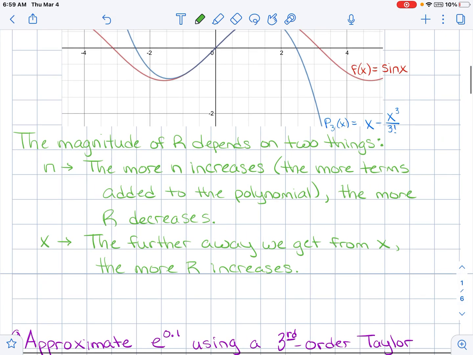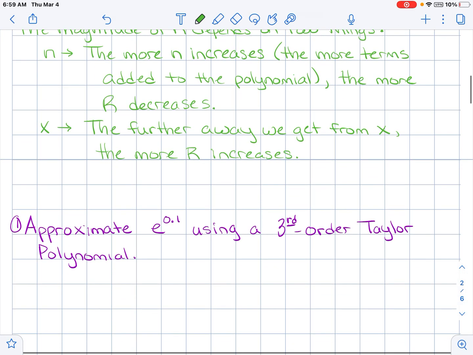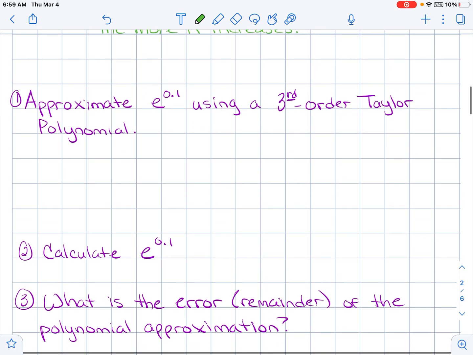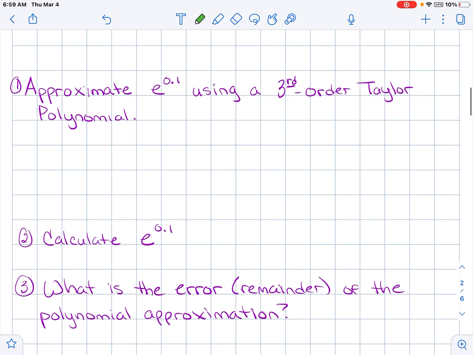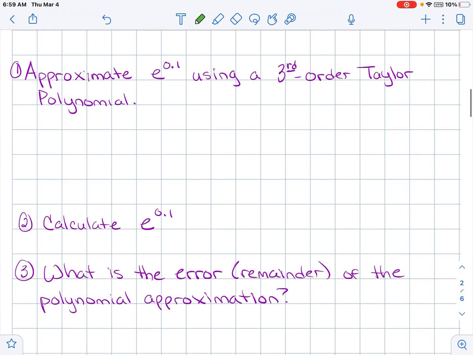All right, let's start looking at this remainder. We're going to talk about it a little bit in this video, and then we'll formalize it in the next. I would like you to write a third order Taylor polynomial to estimate e to the 0.1. And then in the second part, I want you to put e to the 0.1 into your calculator, and then find the difference between them. What is the remainder with those two?